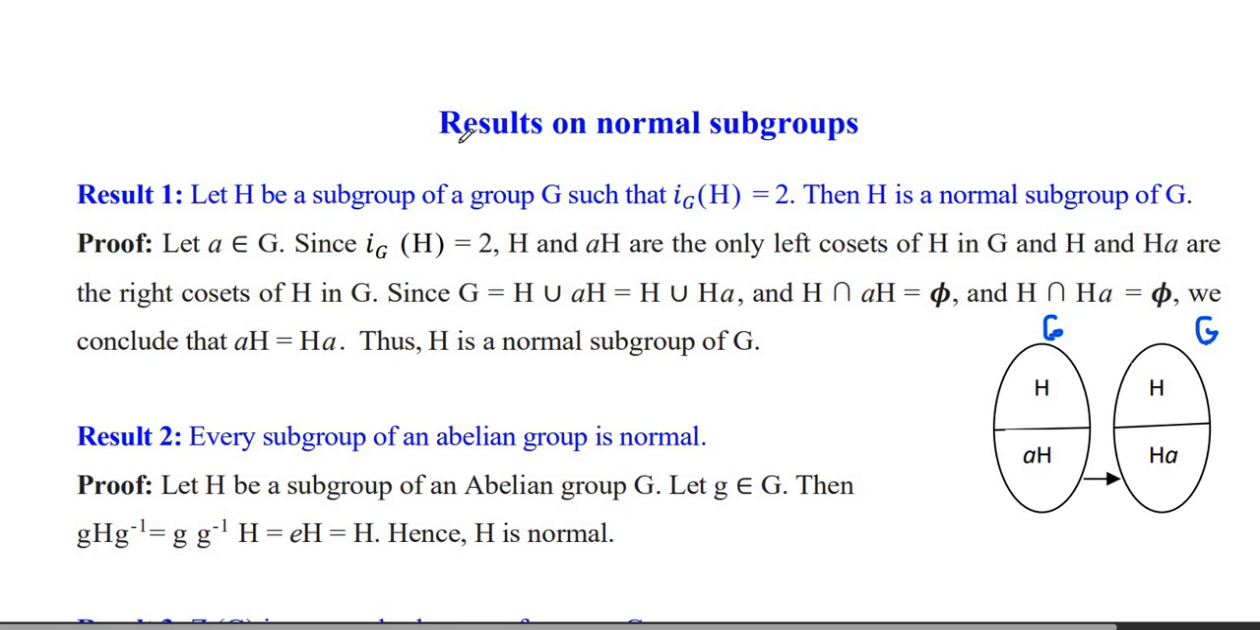Now in this video we will see some of the results on normal subgroups. The first result is: if H is a subgroup of a group G with the index of H in G to be 2, then H is normal in G.